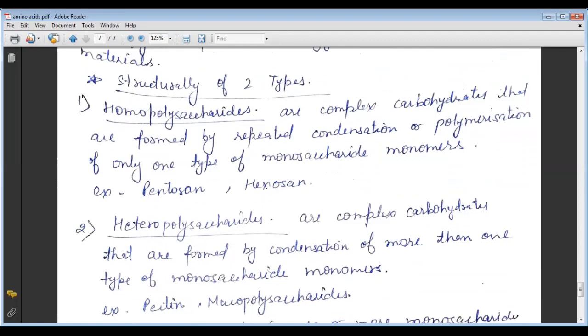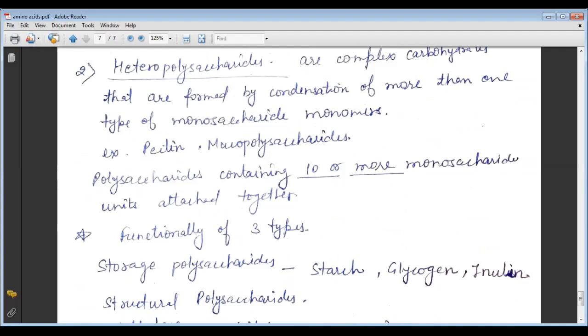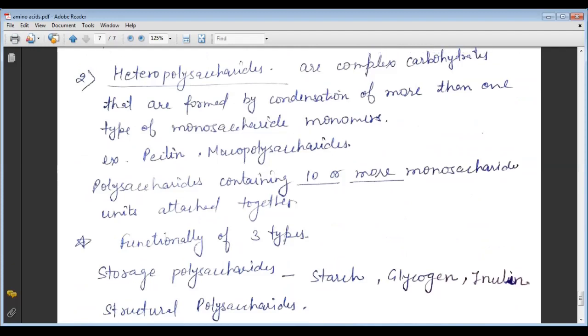Homopolysaccharides means there are repeated units. These are complex carbohydrates formed by repeated condensation or polymerization of only one type of monosaccharide monomer. Examples are pentosan and hexosan. Now the second is heteropolysaccharides, where the monomers are different. These are complex carbohydrates formed by the condensation of more than one type of monosaccharide monomer. Examples are pectin and mucopolysaccharides.